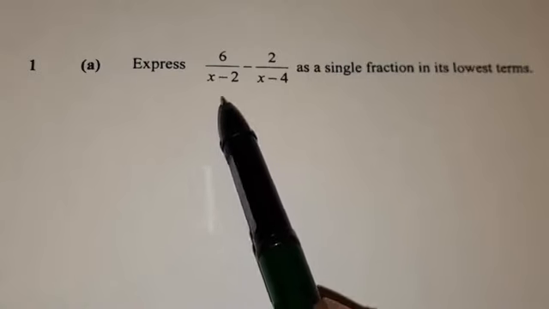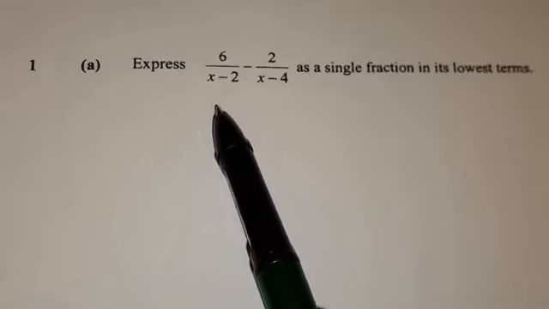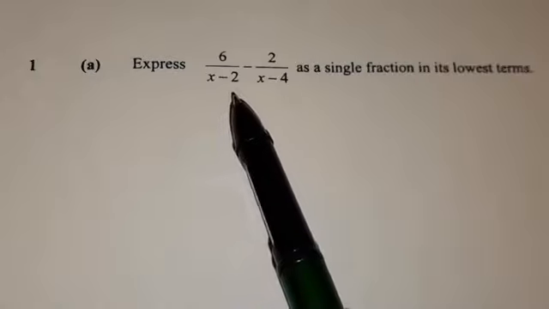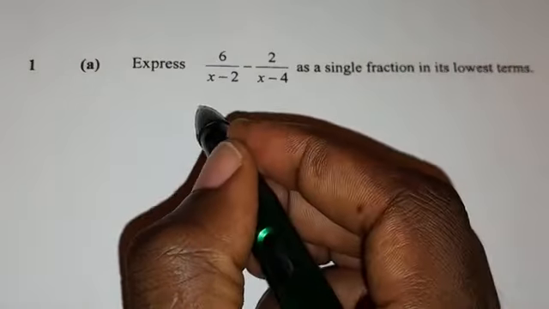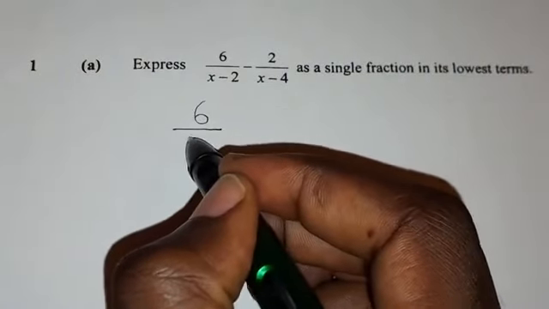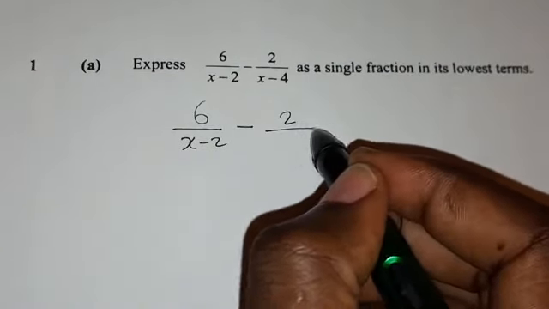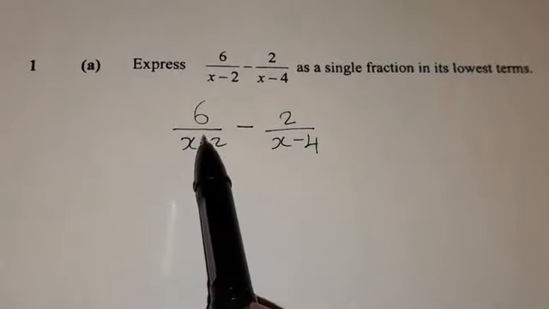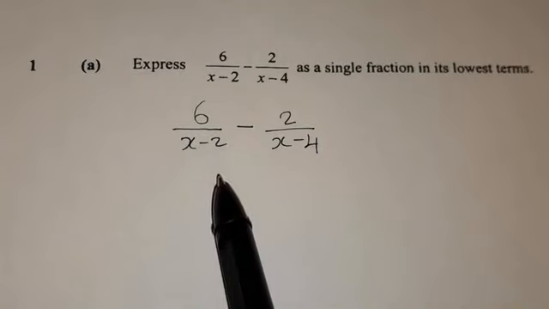So your job is to make sure that these fractions have the same denominator, and we are going to do that by using the concept of equivalent fractions. Let's just rewrite this expression. We have 6 over x minus 2 minus 2 over x minus 4. Our aim is to make the denominators the same. In other words, we are finding the common denominator.